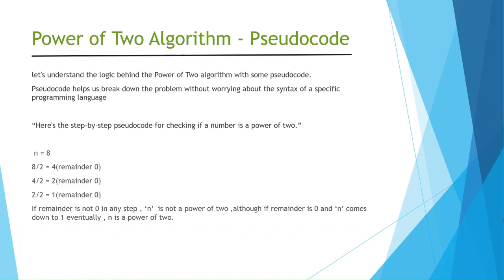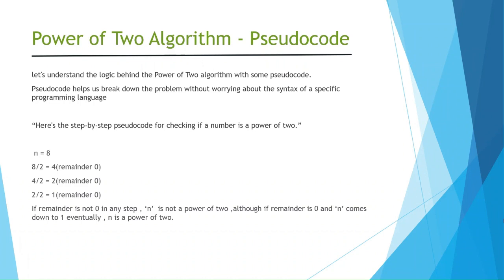Let's say we have the number 8. We divide 8 by 2, which is equal to 4. Here we find the remainder is 0. After that we divide 4 by 2, which equals 2. The remainder again is 0. Then 2 divided by 2 is 1, and the remainder is 0.